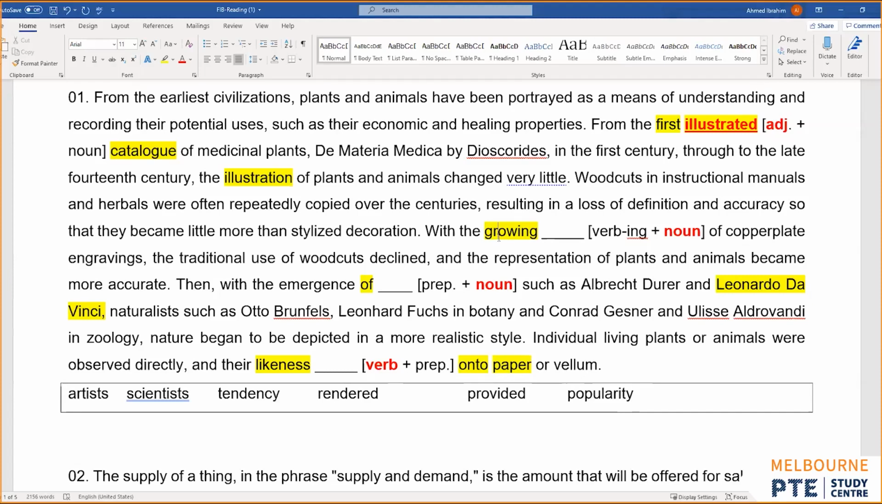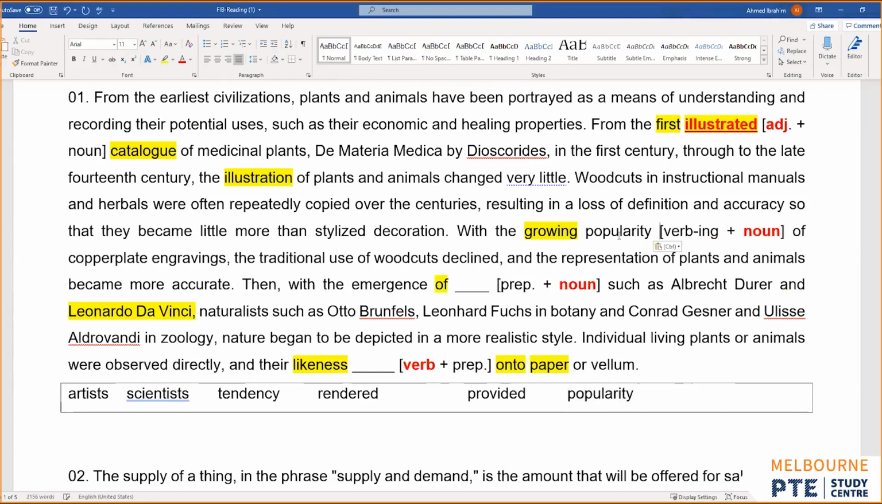This says with the growing dash of copper plate engravings. What will come in here? Popularity. Yes. Okay. I think I gave you examples of that as well. Growing popularity. Good. Okay. Next one. With the emergence of dash. Looking for a noun. I did give you a hint as well.